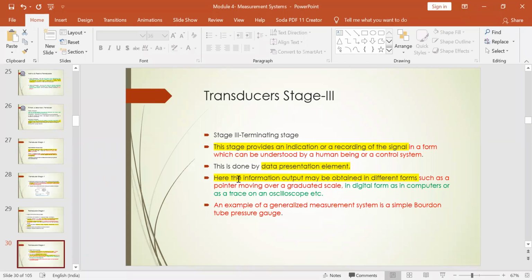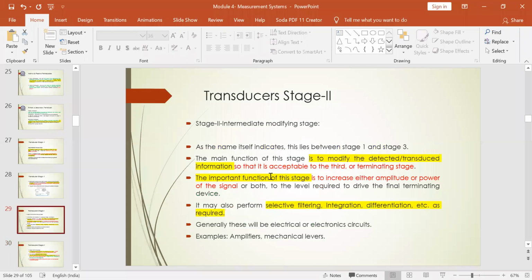So this is done by the data presentation element. Okay, so here the information, sorry, we are going to stage 3. Okay, so stage 2 is the intermediate stage. As the name itself indicates, it lies between stage 1 and stage 3. I told you already. The main function of this stage is to modify the detected transduced information so that it could be passed on to the last stage.